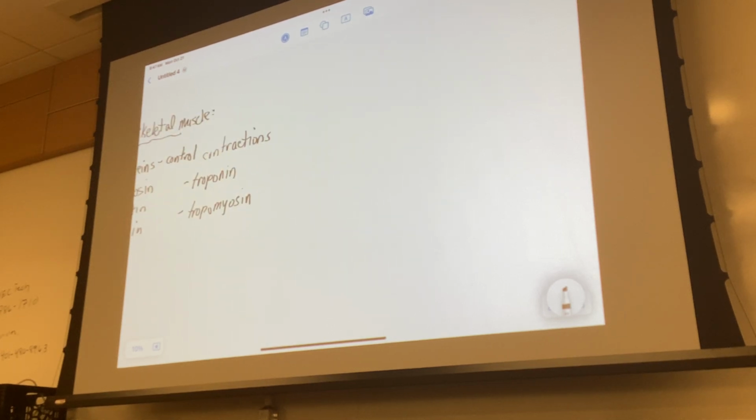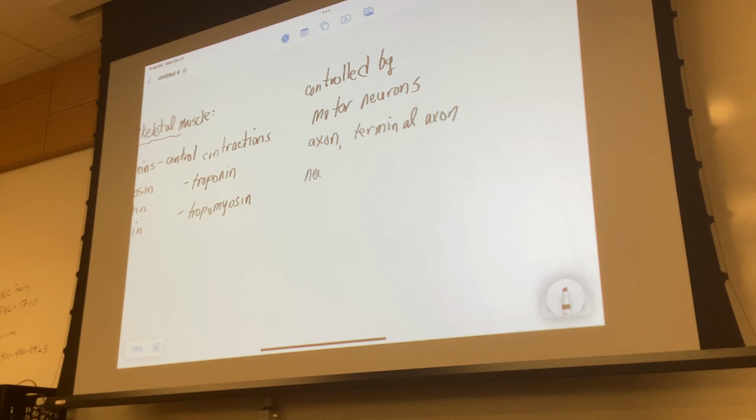It's controlled by motor neurons, and in particular, when I talk about the motor neuron itself, I'm not going to draw the entire motor neuron. I'm going to be drawing the axon, the terminal axon, and then a neuromuscular junction.